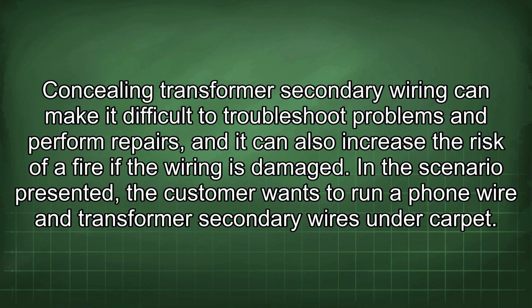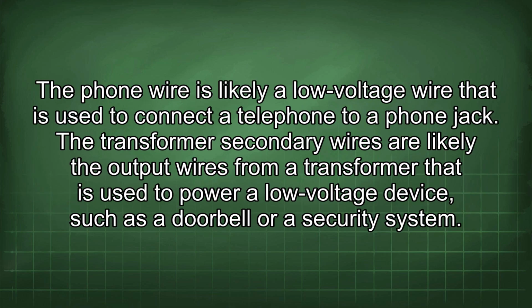In the scenario presented, the customer wants to run a phone wire and transformer secondary wires under carpet. Phone wire is likely a low voltage wire that is used to connect a telephone to a phone jack. The transformer secondary wires are likely the output wires from a transformer that is used to power a low voltage device such as a doorbell or a security system.